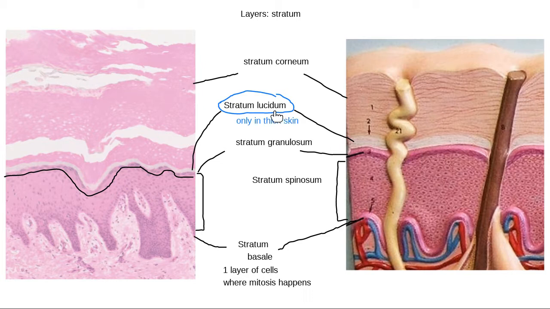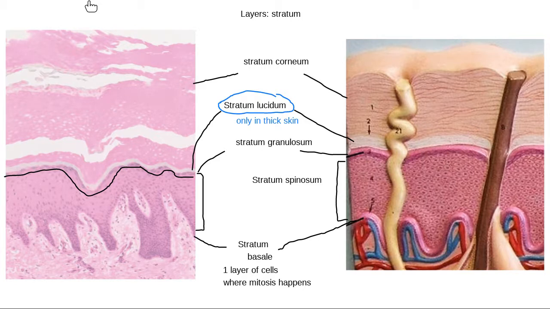Lucidum means lucid or clear. This clear layer of cells are cells that are completely dead, but they're not quite dehydrated yet, which is why they don't look so dark like we see in these layers here. You can see this white line of cells that's right here. All of these cells are dead. They do have a lot of keratin inside of them, but they still have a little bit of fluid. That's why they still look clear. That's why they're stratum lucidum. But then they transition into stratum corneum, where they lose all that fluid and they look like this.